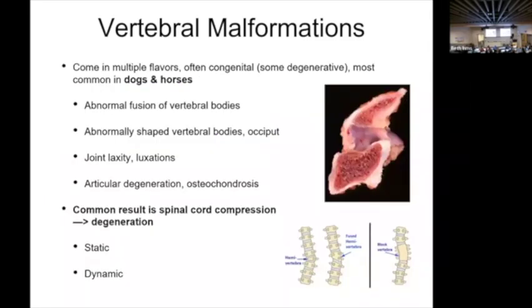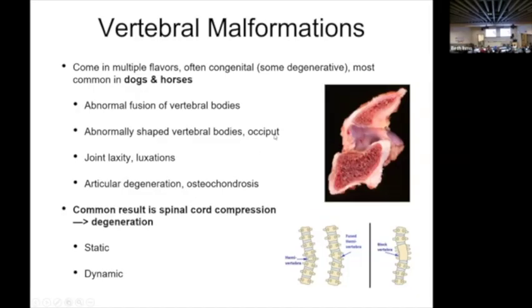All right, vertebral malformations. These also come in multiple flavors. Again, they're often congenital. Some are degenerative, but these are most common in dogs and horses. You can have abnormal fusion of otherwise normal vertebral bodies. You can have vertebral bodies like this one that are misshapen. If you follow the canal through here, it's nice and wide, and down here we start to pinch it. You can also have abnormal formation of the occiput.